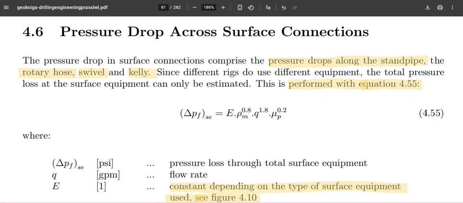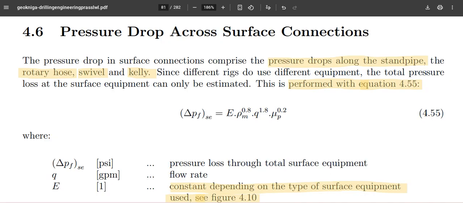So in this video, we're going to see how to compute a pressure drop in surface connections between the mud pump and the drill pipe. There are some surface connections like standpipe, rotary hose, swivel, and Kelly. So these are some of the special equipments with different complicated geometry.